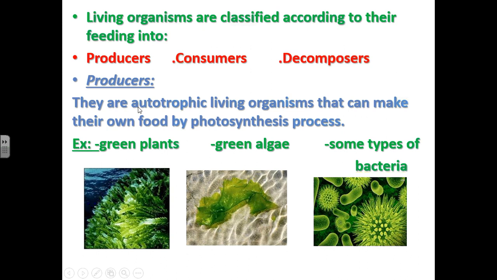Producers are autotrophic living organisms. What is the meaning of autotrophic? Autotrophic means they can make their own food by the photosynthesis process. What are the producers? We have many examples of producers: green plants, as we said before, green algae, and some types of bacteria.